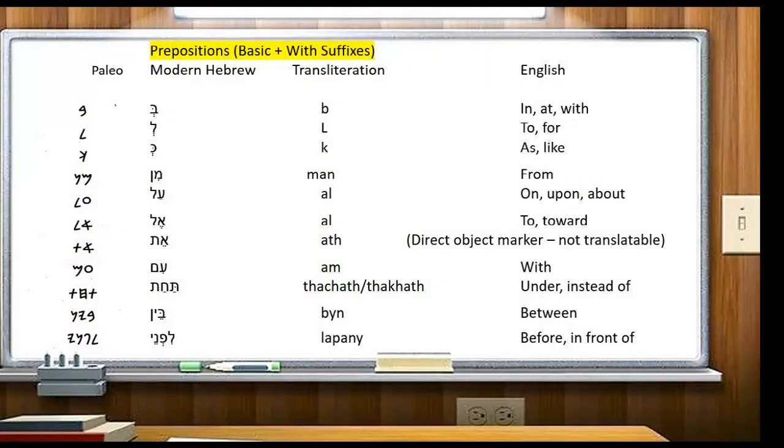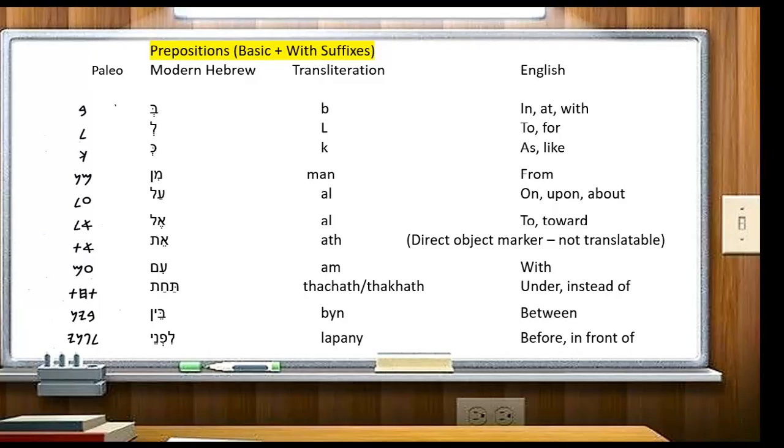And most especially when it's referring to some period of time or something that Yahuwah emphasizes, you would see ath predominantly in that context. So it's a direct object marker, but it does not have a specified translation, but its context dictates emphasis in particular contexts.